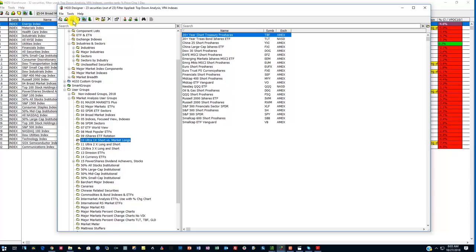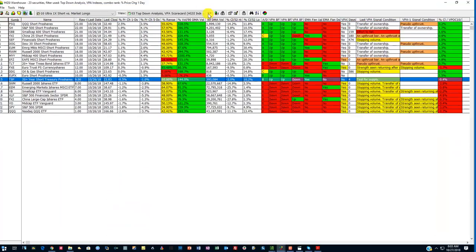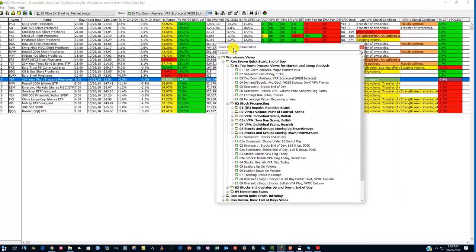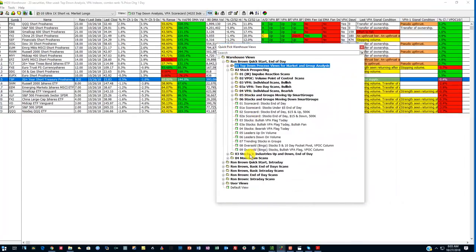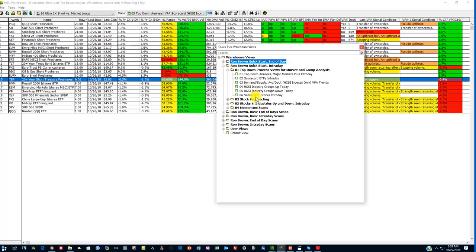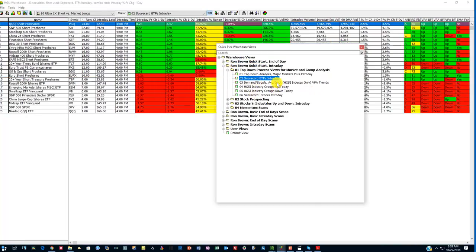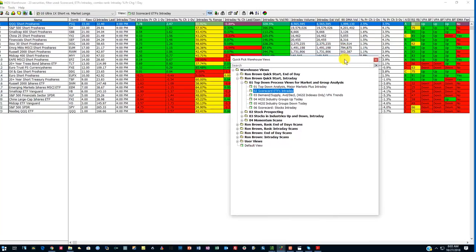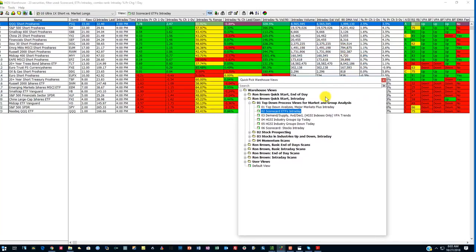I'll just go to the 1X for now. I'll click through to the warehouse, and even though it's Saturday morning, I have Thinkorswim running in the background, and I'm going to go to my intraday views, and I'll go to the quick start, top-down prospecting, and if you go to number 2, the scorecard ETFs intraday, this is something that you can let run during the day and stay on top of the market and possibly even take some positions.